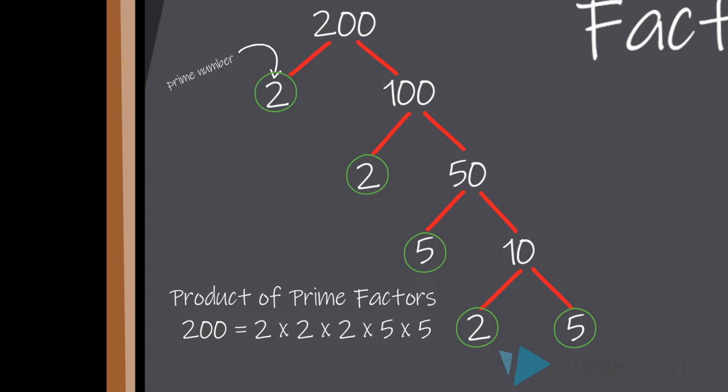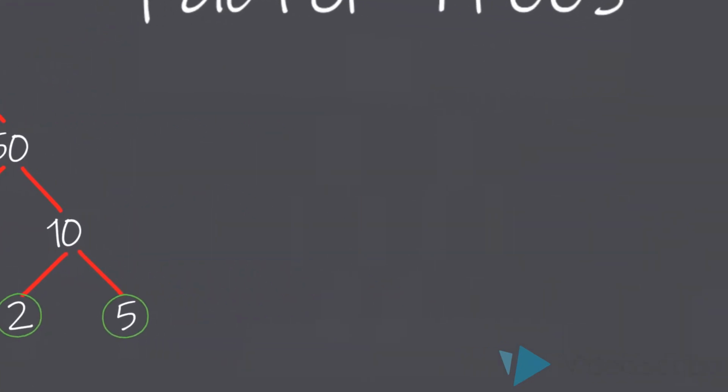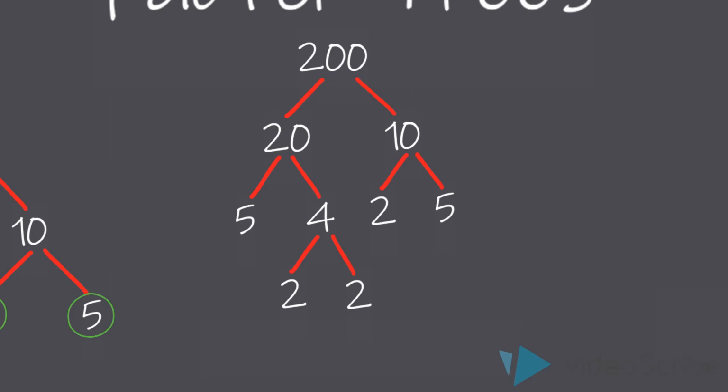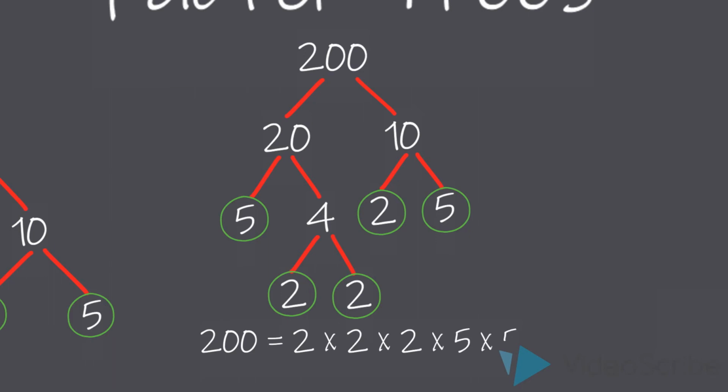The interesting thing is that no matter how we break down a composite number, we will always end up with the same product of prime factors. Another way we can break 200 down is 20 times 10. Both numbers are composite, so 20 can be broken farther into 5 times 4, with 4 being able to be broken down further into 2 times 2. Now let's go back to our 10 from before, which can be broken down into 2 times 5. Our product of prime factors is 2 times 2 times 2 times 5 times 5, the same as before.